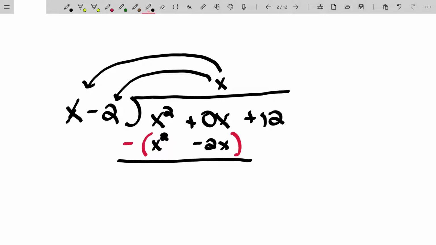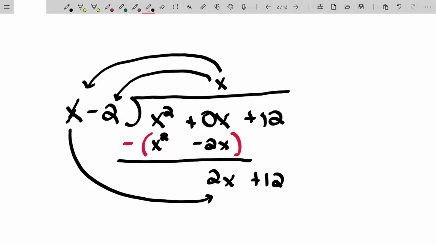So this should look familiar to you. x squared minus x squared is gone. 0x minus a negative 2x is a positive 2x, bring down the 12, and then just ask how many times does x go into 2x? Well, it goes in twice.